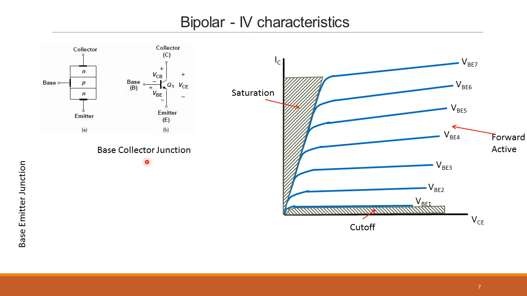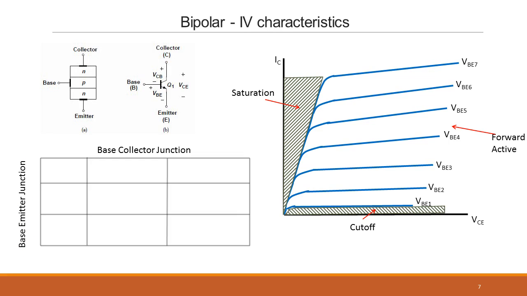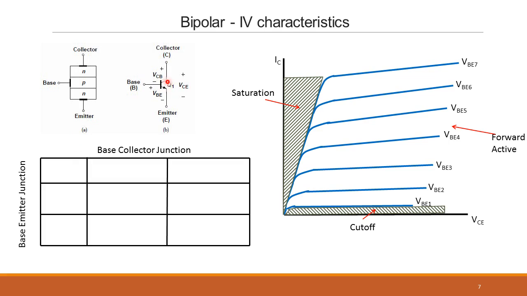Now we'll just draw a table of base collector junction versus base emitter junction biases, just to see the various regions of operation. Since there are two sets of terminals, there are going to be four combinations. So based on the bias, we'll categorize the regions. When the base emitter is forward biased and the base collector is reverse biased, that is this region, we get the forward active region. When the base emitter is reverse biased and the base collector is also reverse biased, we get the cutoff region. No current flows.